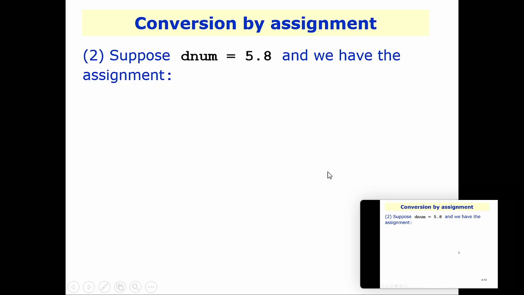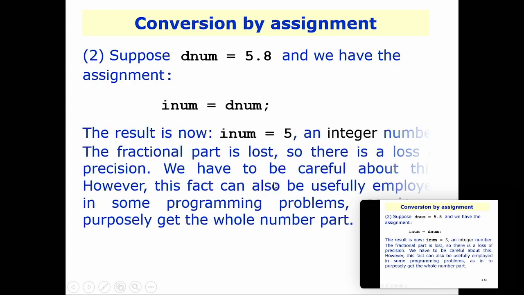Okay, then now the opposite case. Let's suppose that dnum is 5.8. And then now we want to assign this type double number to variable inum, which is integer. Then what's happening is this integer can only store the integer value, not the decimal place. So instead of 5.8, only 5 will be stored in this integer variable.